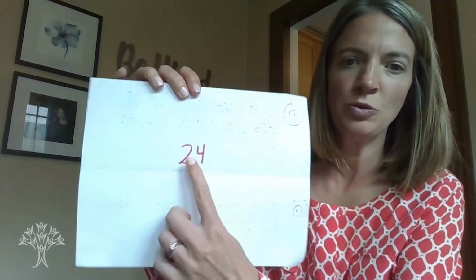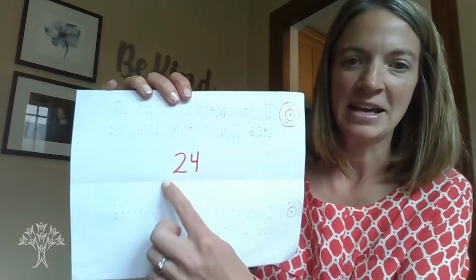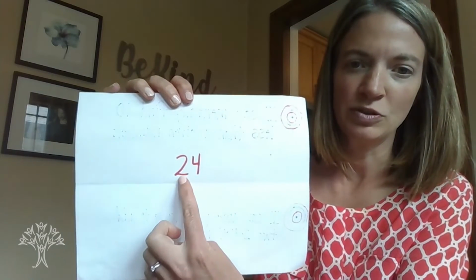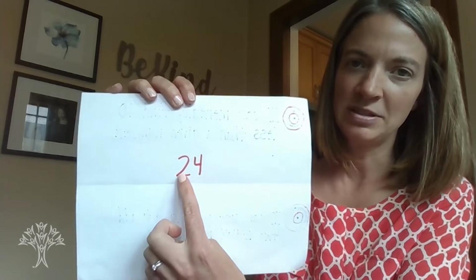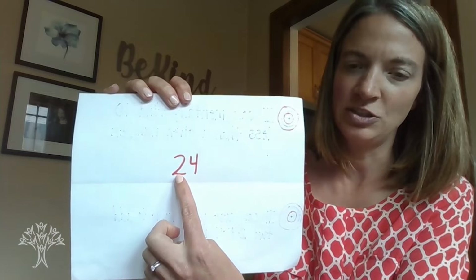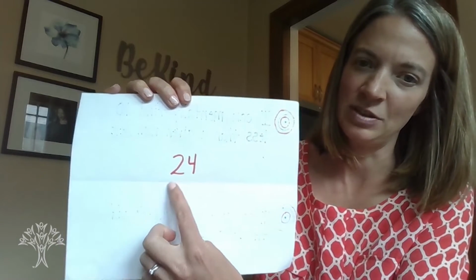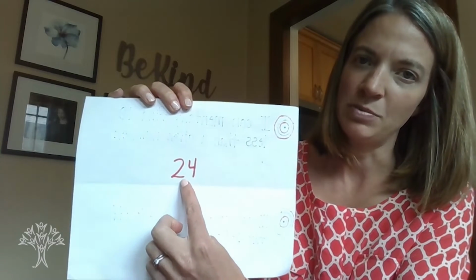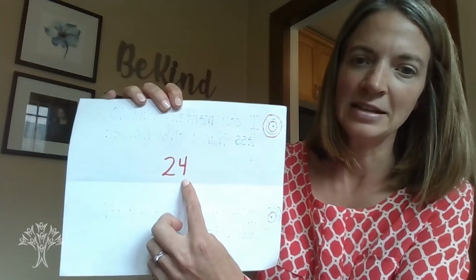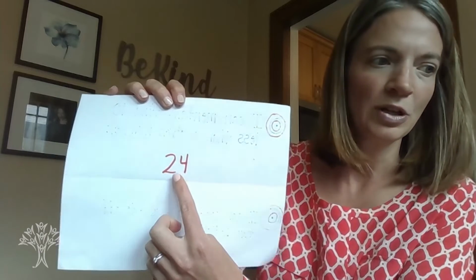Now, a two-digit number, remember, means that you have two numbers that make up that total number. So there's two, this 2 represents 2 tens, that's the first digit, and the 4 represents 4 ones, that's the second digit. So the number 24 is made up of 2 digits. So our goal today is to be able to add two two-digit numbers together.